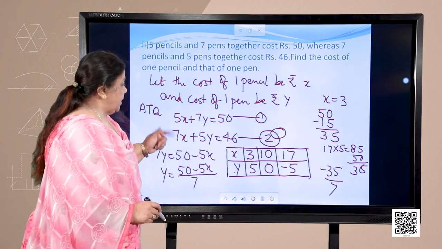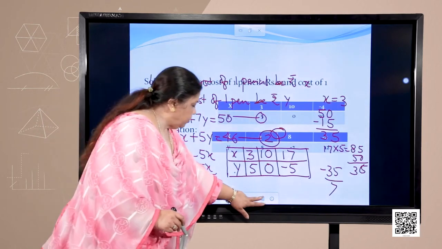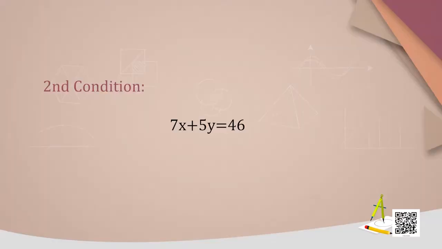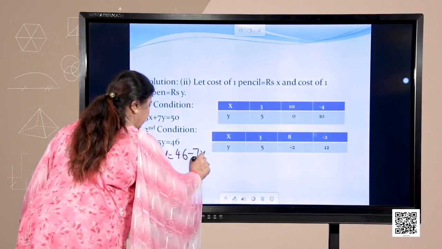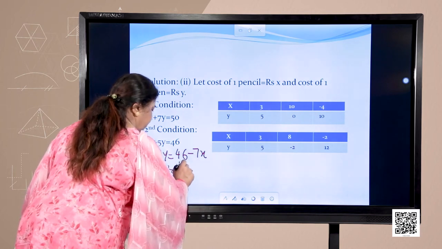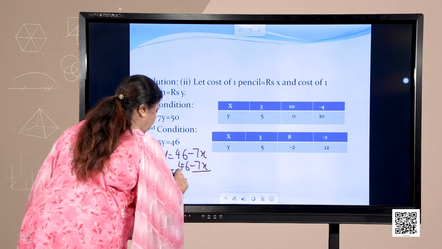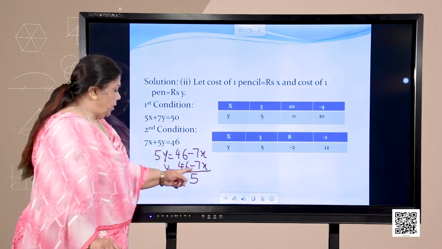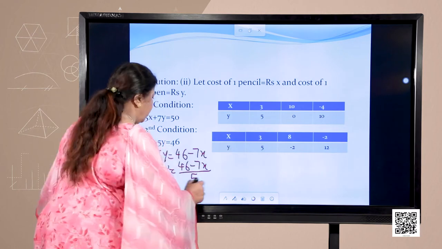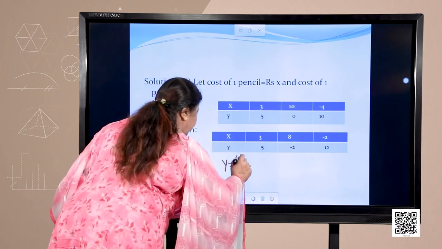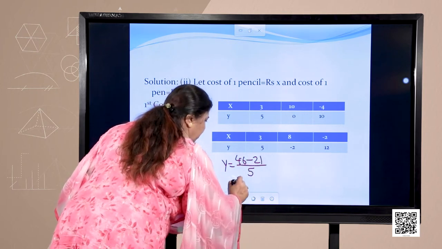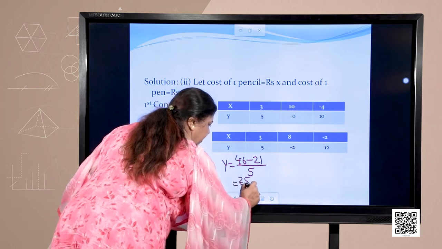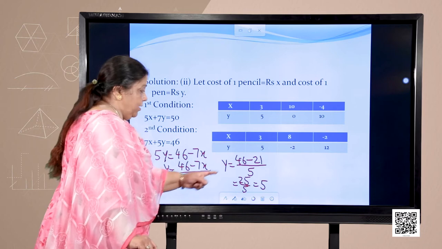Let us look into the second equation. We have calculated the values here in the same way. We have for the second condition 7x plus 5y is equal to 46. So we get 5y is equal to 46 minus 7x, that gives me 46 minus 7x upon 5. Now if I take the value of x as 3, look here, I get y is equal to 46 minus 21 upon 5, that is nothing but 25 upon 5, that gives me 5. One value I have taken as 5.